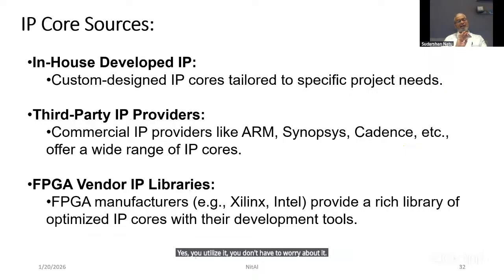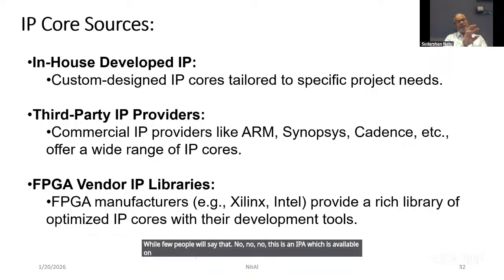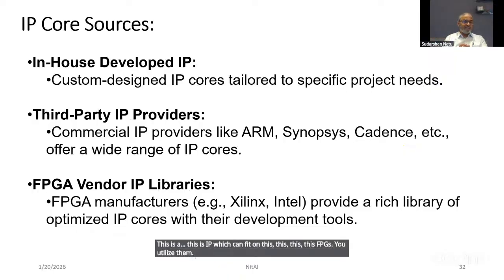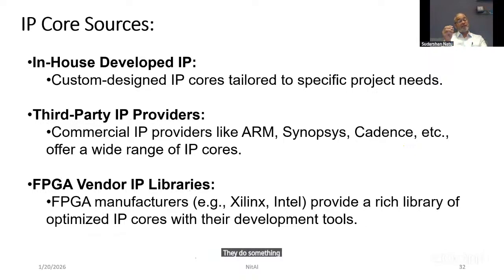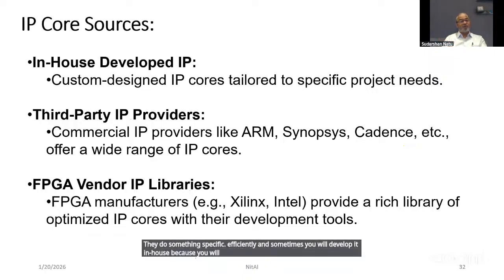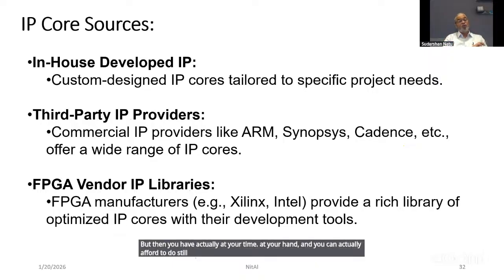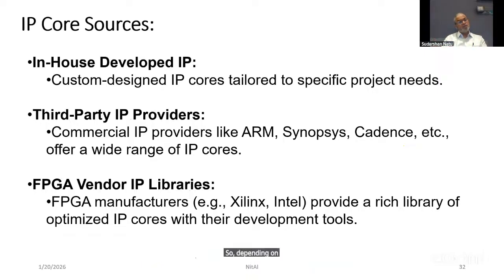While a few people will say, no, this is an IP which is available from, for example, ARM, Synopsys, Cadence. They say this is the IP which can fit on these FPGAs, you utilize them. Why will you buy them? Because they are very certified and very useful, and they do something specific efficiently. And sometimes you will develop it in-house because you will not be able to afford them. But then you have the time at your hand, and you can afford to do still a part of that. You do not need an entire ARM core, but you need a part of that. So depending on that, one will choose.